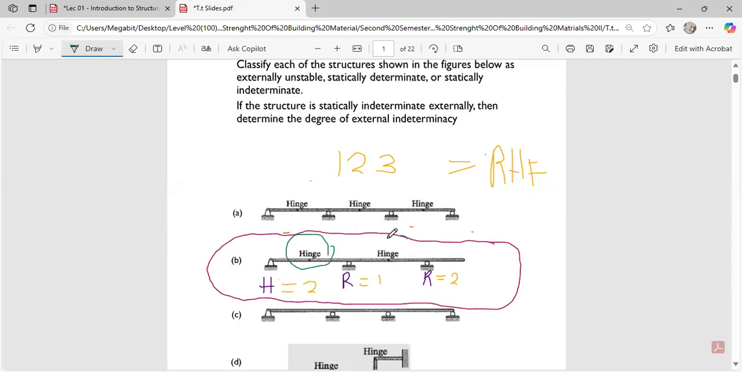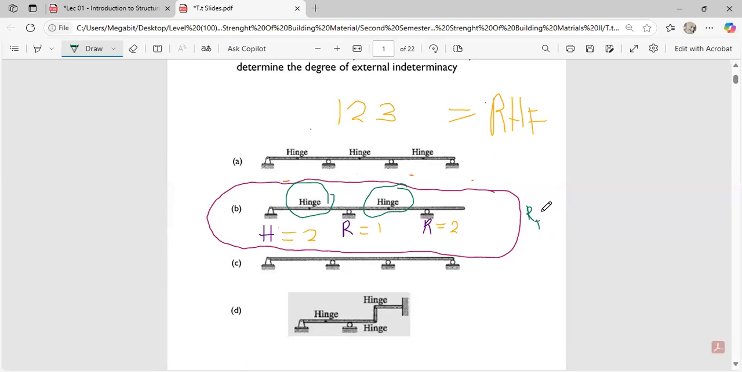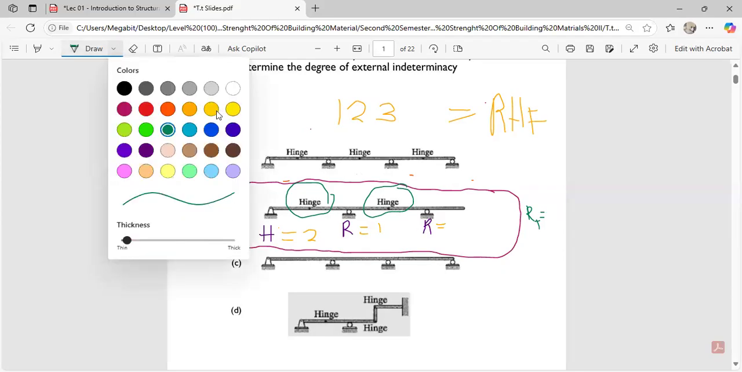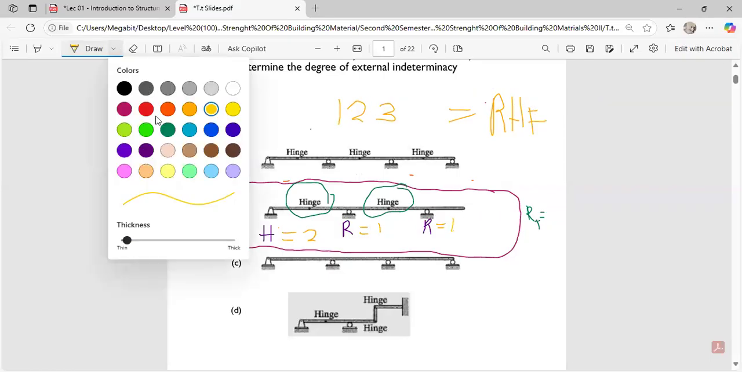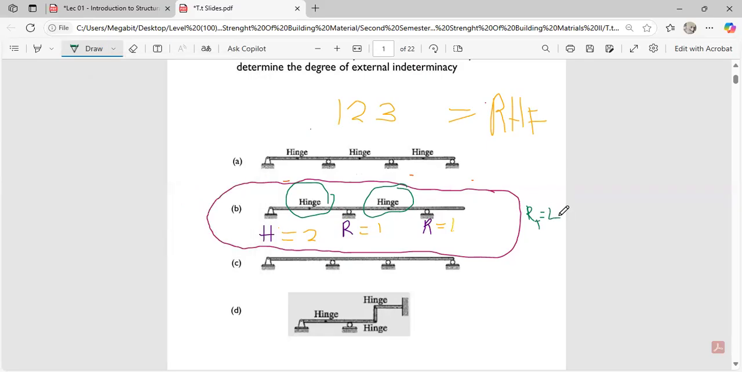So this is one. This is also another one. At the end of the day, we realize that our total number of reactions is equal to 1, 2, 3, it's 4. Our total number of reactions is equal to 4. And our EC in this case is going to be what? Say 2. Thank you. So our EC is equal to 2.